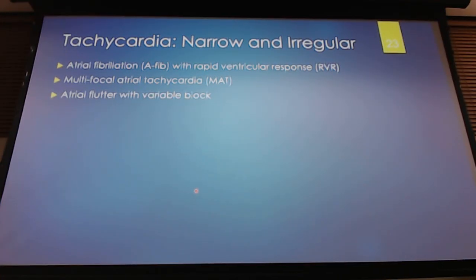Okay. So tachy, narrow, and regular, we have sinus tachycardia, we have SVT, and we have atrial flutter with a non-variable block. Now we have tachycardia, narrow, and irregular. Irregular rates. So narrow complex QRS, meaning less than 3 boxes, or 0.12 seconds. That's narrow. Atrial fibrillation, which is going to be most common, multifocal atrial tachycardia, and that atrial flutter is back, but now we have a variable block.